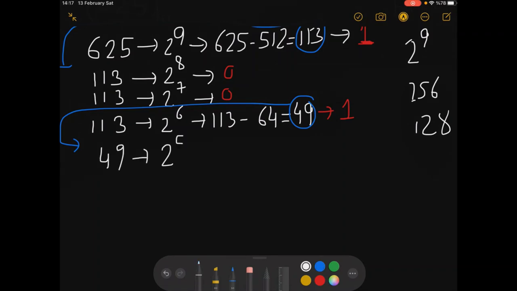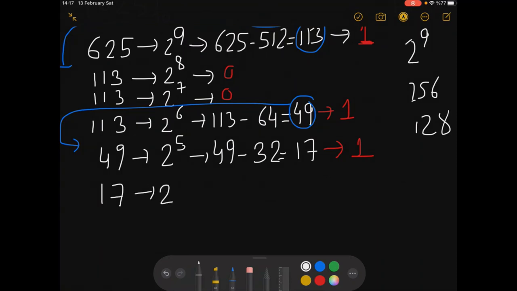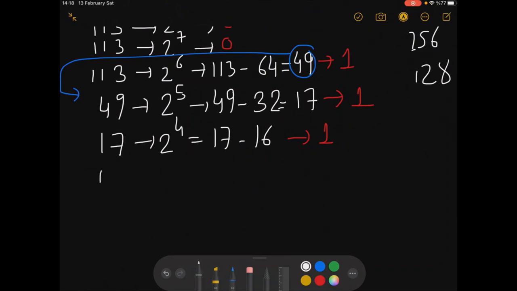Can I fit 32 within here? Yes, it's possible. Subtract it, and you will end up with 17, and since you managed to fit it in, you put a 1 here. Okay, now you have your 17 here. Can I put 2 to the power 4 in this? Yes! Keep on doing it. Don't stop. Yes, you have your 1 here, and you have your 16 here. Can I put 2 to the power... Oops! Be careful. I made a mistake here, right?